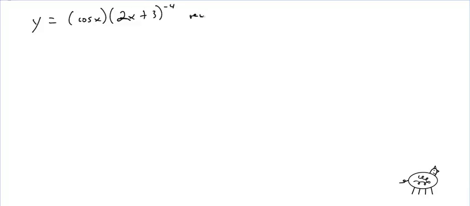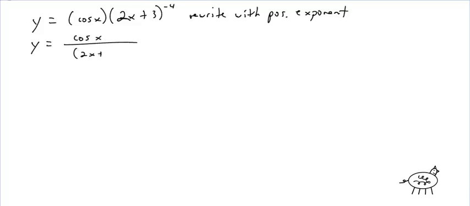So I'm going to rewrite with positive exponents. The only reason I'm doing that is because I know my final answer has to have a positive exponent, so why not just rewrite it with them and not deal with negative exponents right away? So I get y is equal to the cosine of x over (2x plus 3) to the 4th power.